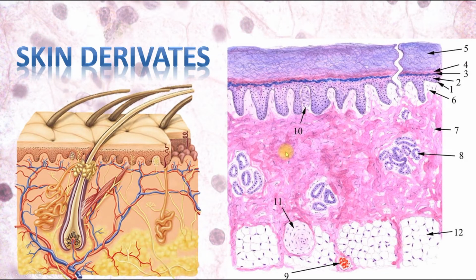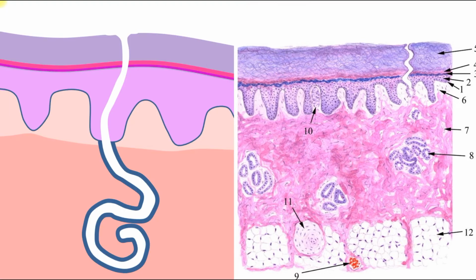And now we are going to skin derivatives, and they are hair, nails, and glands of skin. There are sebaceous glands and sweat glands, and sweat glands may be epicrine and merocrine. So we will begin with sweat glands. Here we can see sweat glands. They produce sweat. They are epithelial structures. They have a secretory unit and an excretory duct, which opens on the surface of the epidermis.